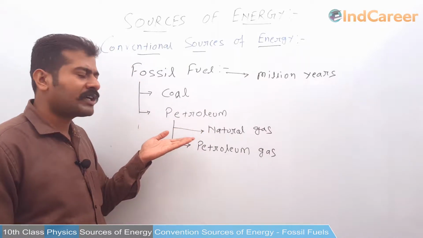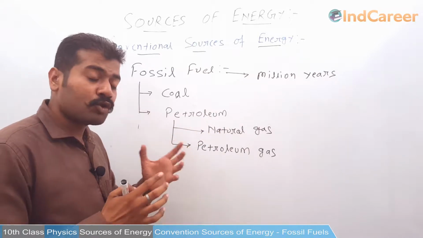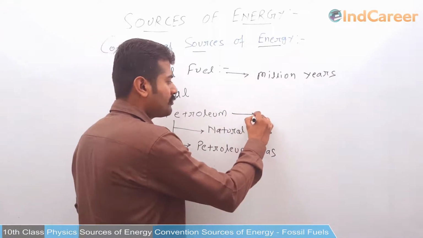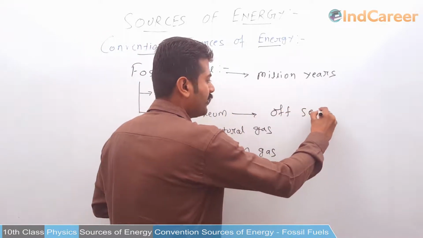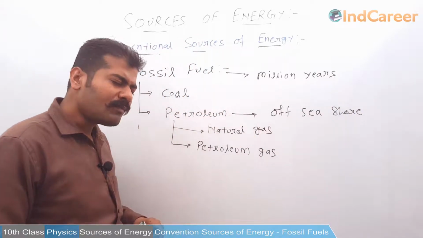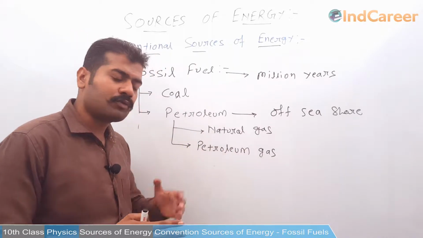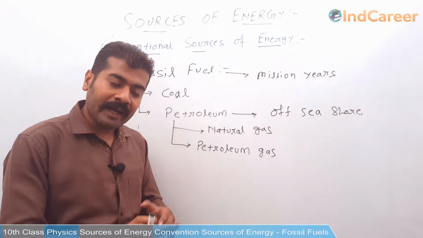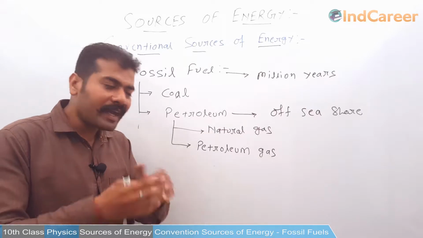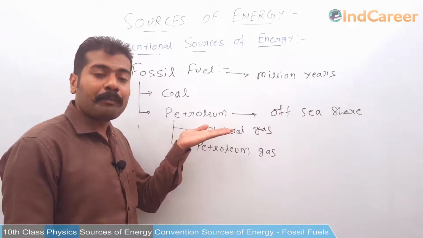Now, how is petroleum found and where is it found? Petroleum is found most of the time near the seashore, mostly offshore, and it is found in the form of crude oil. Crude oil means it is not ready to use. What we have today is petrol, diesel, kerosene, and the gas cylinders, LPG, but they are extracted from petroleum. So they are petroleum products.